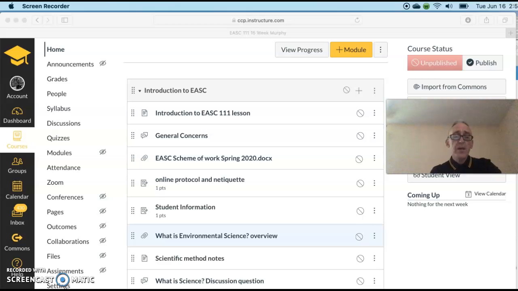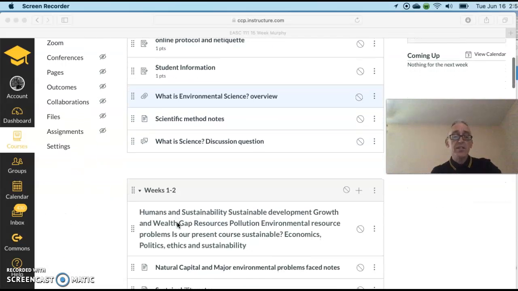So the very first part of the course, what you need to do is go and look at modules under Canvas, and you'll see the introduction to Earth Science. We're going to go through the scheme of work, some of the online protocol and netiquette, find out about what environmental science actually is, what the scientific method is. And at the end of this, there'll be a discussion question. I will explain later in further videos what is expected from those discussion questions.